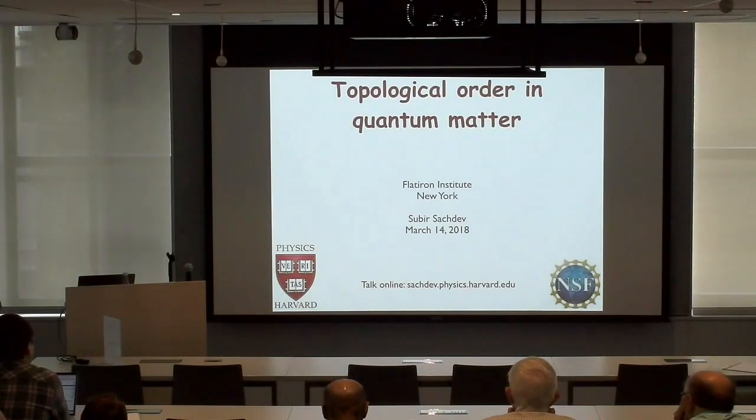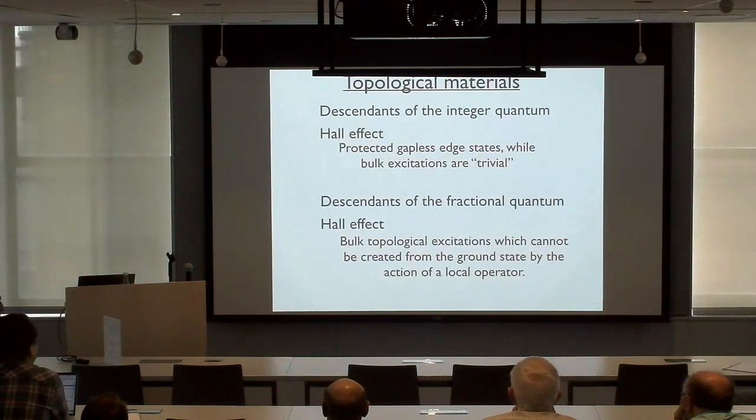So I'm going to talk about topological order. Unfortunately, this is a term that's way overused, and many people will get confused by what I mean by it. So let me just quickly try to say what I mean. I think one simple way to think about it, that these days there's a lot of discussion of topology in condensed matter physics, but you can broadly divide it into two categories.